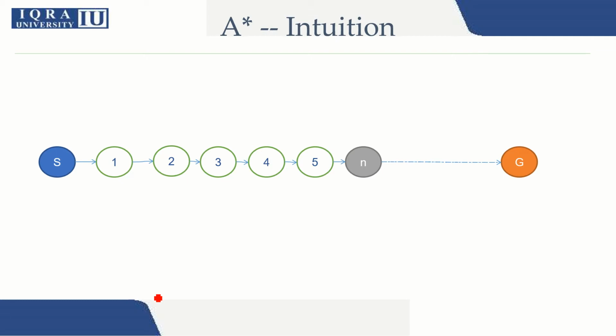But before we delve into the details of A* search, let us develop an intuition about it. Let's suppose we are trying to traverse a path from S to G, and this is the path that we have found to be the most optimal path. The best path between S and G contains many nodes, and one of them is N. At this point of time, our search has stopped at N.